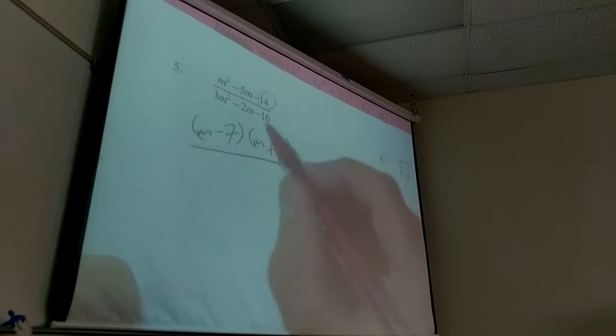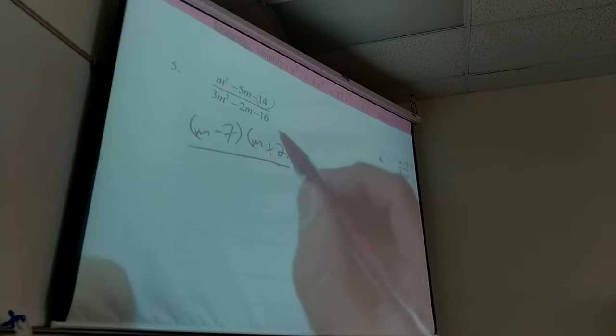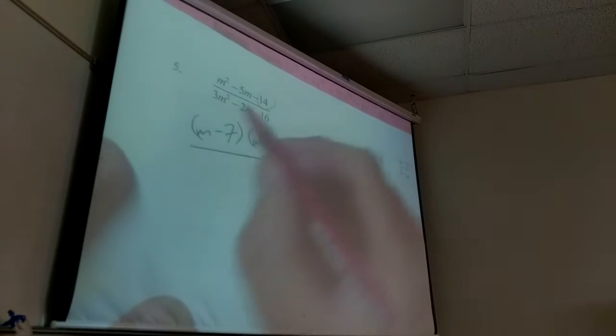Now, I'm going to do the bottom by itself, but then I'm going to try to show you a shortcut. And we'll see. If you don't like the shortcut, don't do it. But let's just pretend like there's no shortcut. How do I do the bottom? How do I factor? What do I got to do?